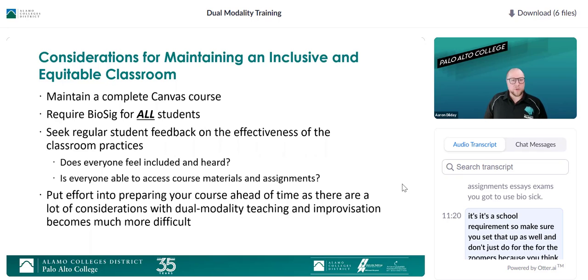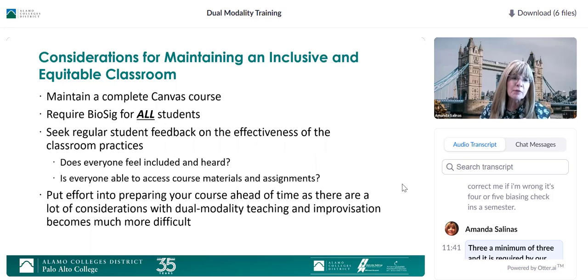And don't just do it for the Zoomers because you think, oh, well, they're remote, so they have to do this. But also do it for the roomers as well. Anytime you have assessments online, you've got to do it for both. I think the standard, and Amanda, correct me if I'm wrong, is 4 or 5 BioSig check-ins a semester? 3, a minimum of 3.